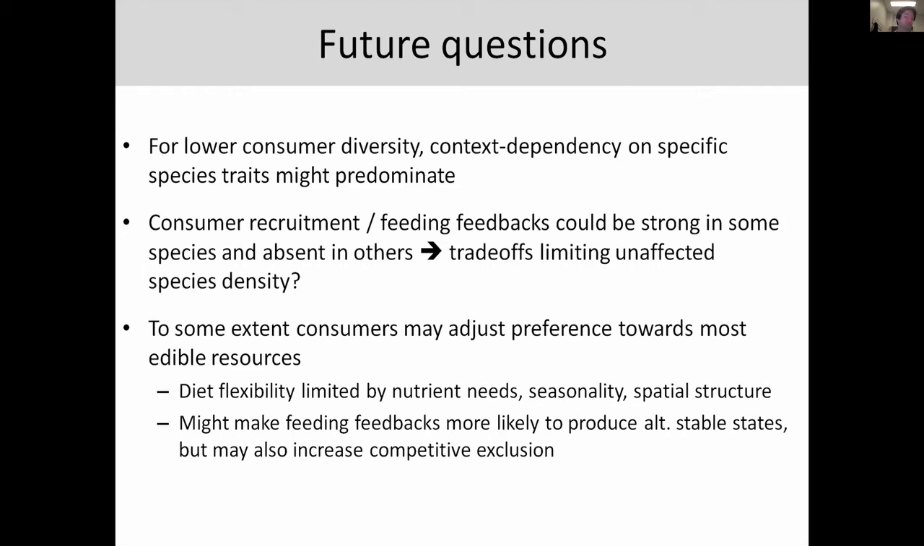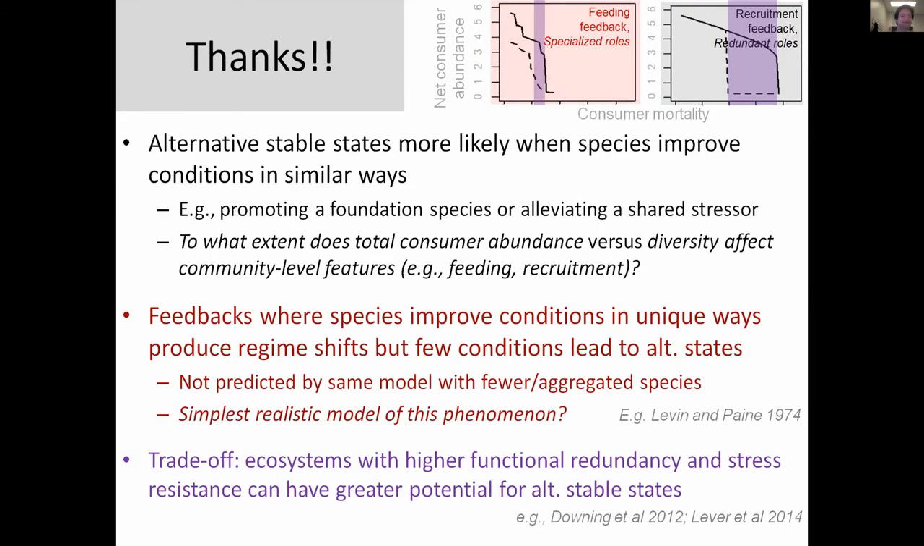But of course, to some extent, consumers might be adjusting their preference to spending most of their time eating the most edible resources. Of course, this flexibility in diet is going to be constrained by things like nutrient needs and balancing stoichiometry, or if you have seasonality or spatial structure in resource availability. But these kinds of mechanisms might make feeding feedbacks more likely to produce alternative stable states. But potentially they might also increase competitive exclusion as everyone's kind of converging on the same resource. So some really interesting questions left over. And thank you. I'd love to discuss this.